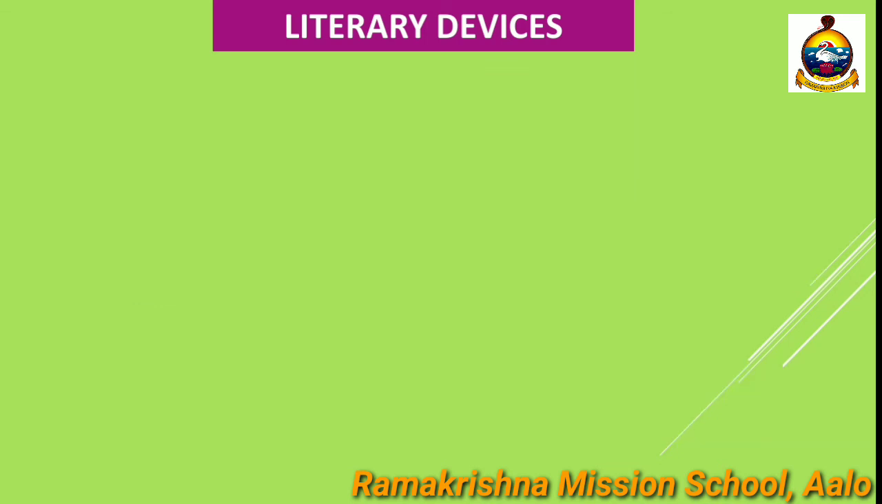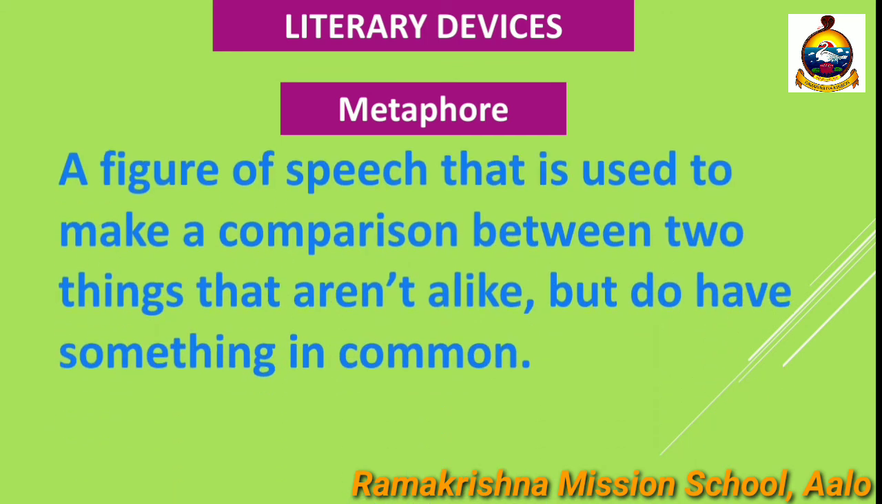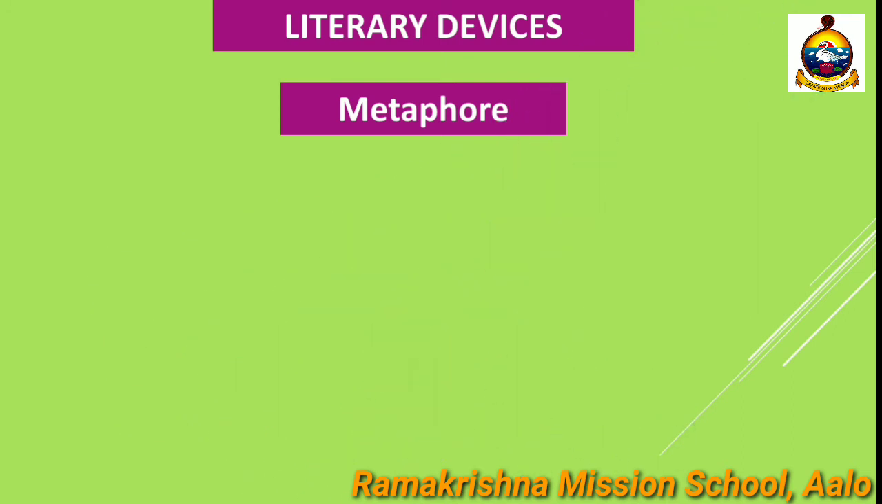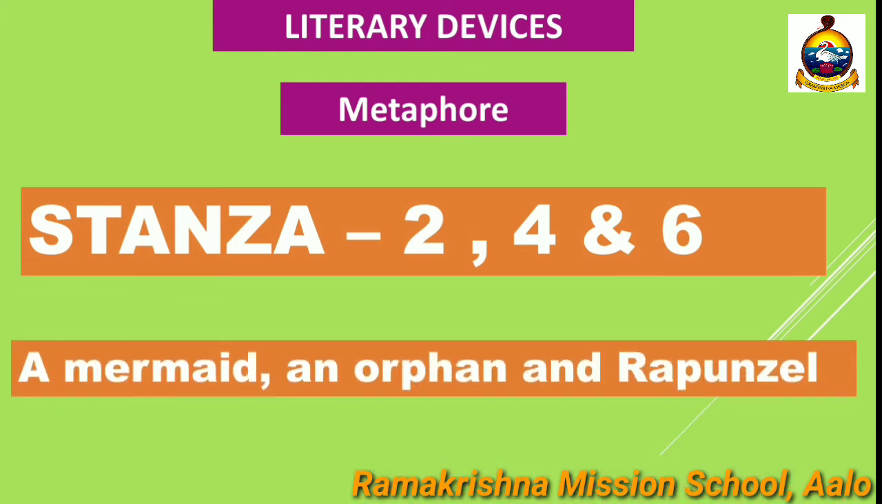The last poetic device is metaphor. Metaphor is a figure of speech used to make a comparison between two things that are not alike but do have something in common. So we see the poet uses metaphor in stanzas 2, 4 and 6 as he compares Amanda to a mermaid, an orphan and Rapunzel respectively.